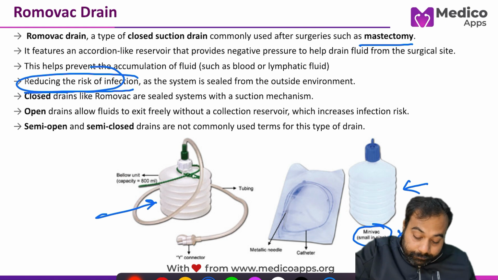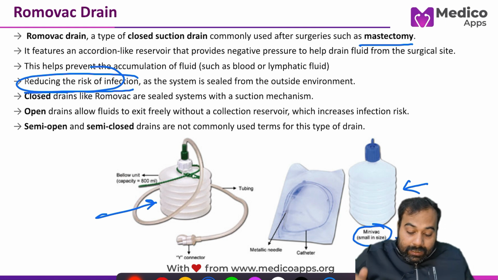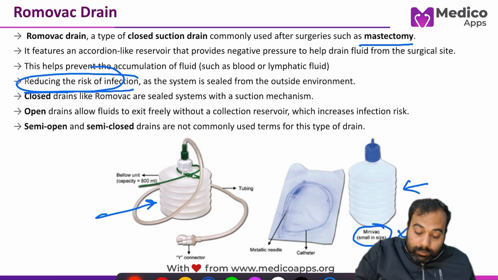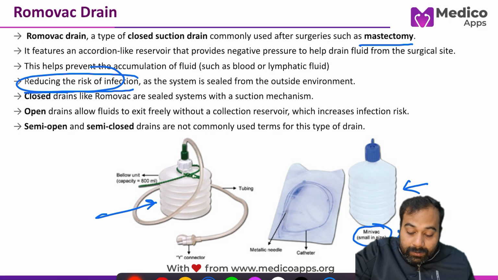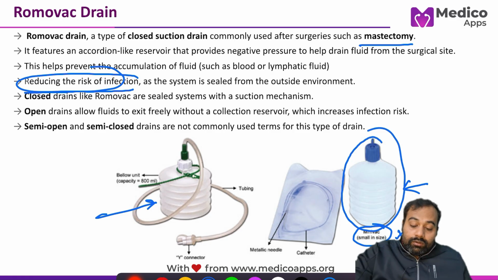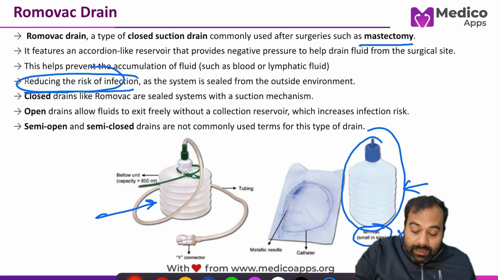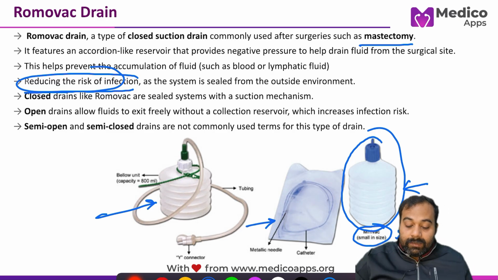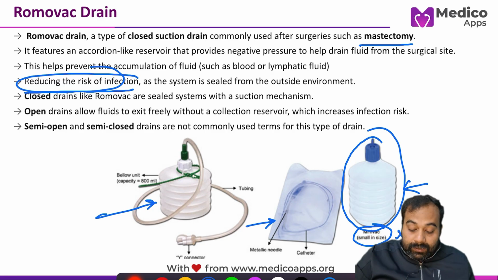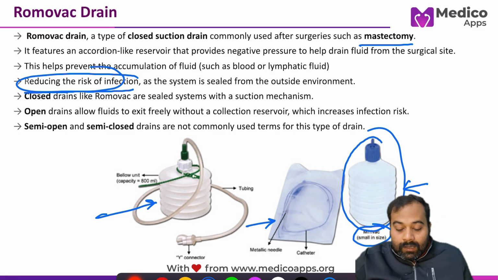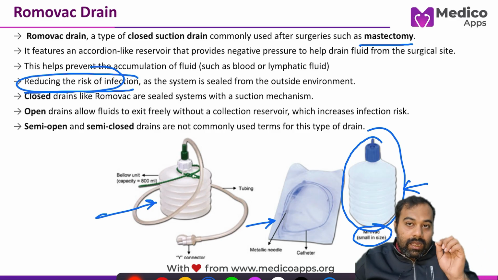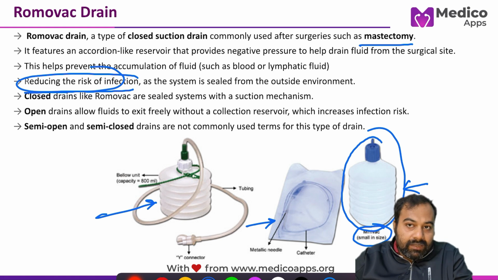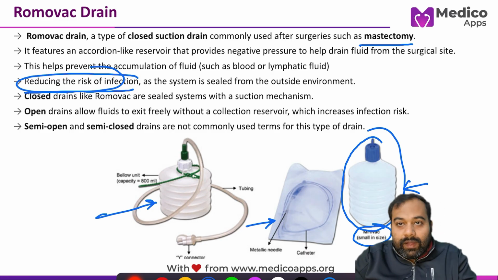Okay. Another point I would like to inform is that this is the Romovac drain. So this is a reservoir and this one is the catheter. So this catheter is placed inside the surgical site with a metallic needle, right? With the help of the metallic needle, you have to introduce that catheter inside the surgical site. Then you can connect it with the mini vac or the Romovac reservoir.